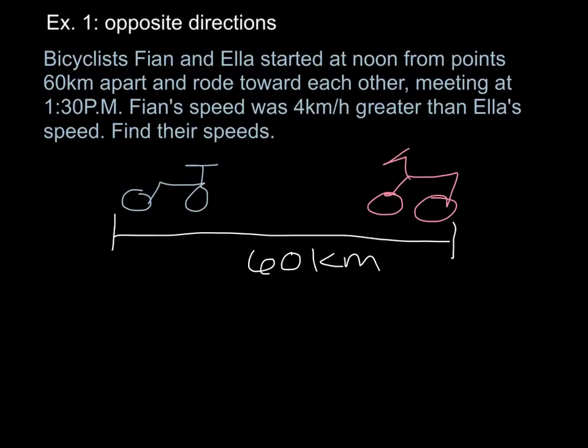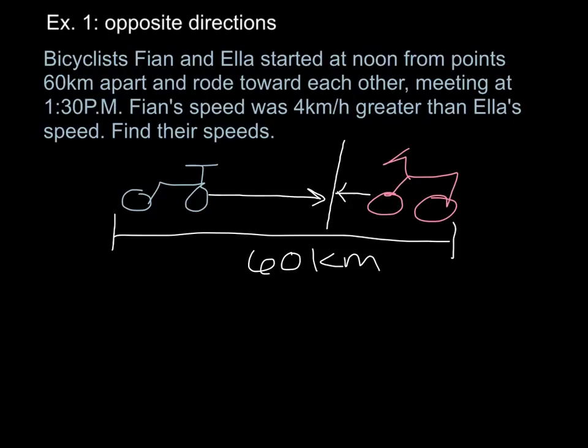They meet at some point in the middle. Now, I don't know that it's exactly halfway in between. So let's say they meet somewhere here. So this pink bike is moving this way and this blue bike is moving that way. And they meet somewhere between, in the middle of this 60 kilometers.